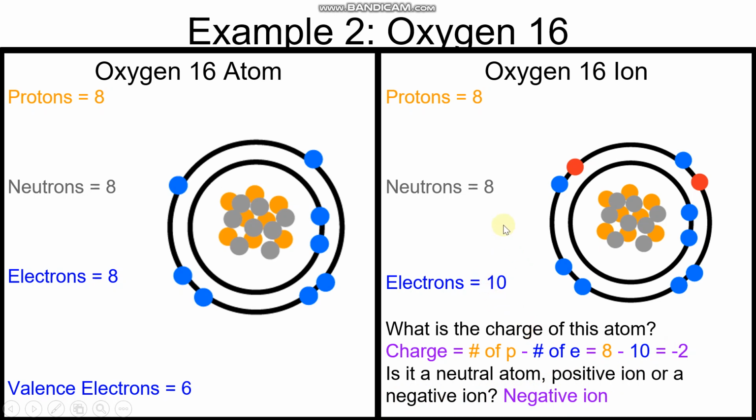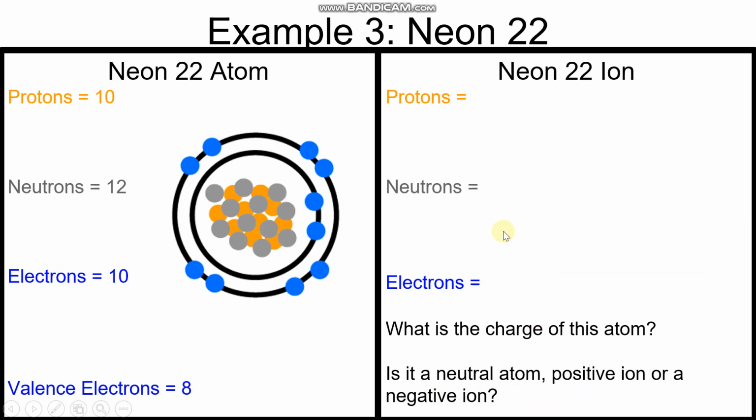Okay, one final example to go through. That is going to be this neon-22 atom. Neon-22 has 10 protons because neon is atomic number 10. It has 12 neutrons. That's because 10 plus 12 gets us up to 22. And then it will have 10 total electrons because the number of protons and electrons need to be the same.